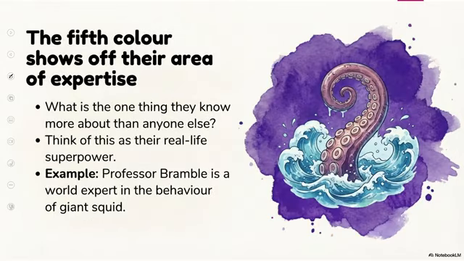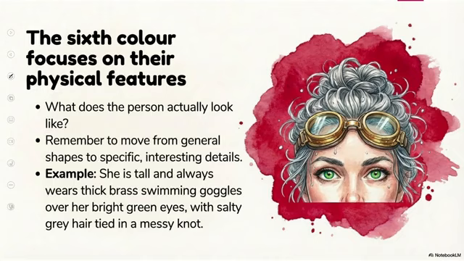The fifth color or fifth tool is to show their areas of expertise. What is the one thing they know more about than anyone? Think of this as their real life superpower. Example: Professor Bramble is a world expert in the behavior of giant squid.